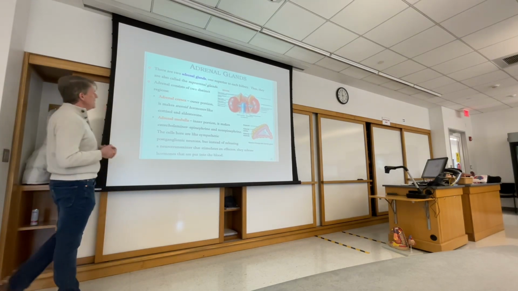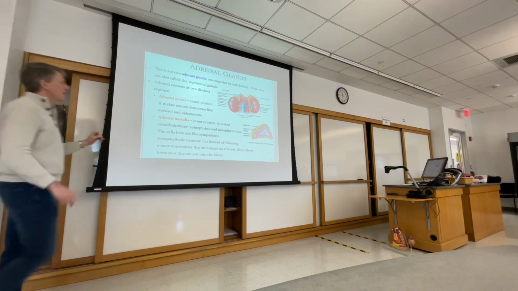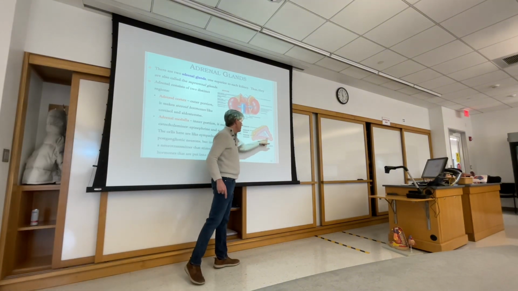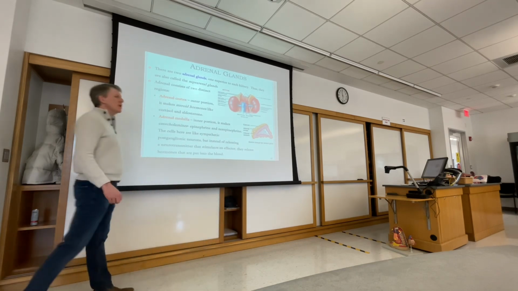Now, when you look at the adrenal glands, there are two areas to the adrenal gland. When you cut the adrenal gland, you'll see two areas. The area on the outside is called the adrenal cortex, and the area in the middle is called the adrenal medulla.